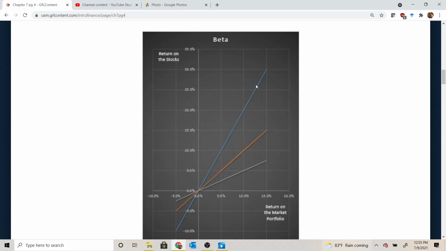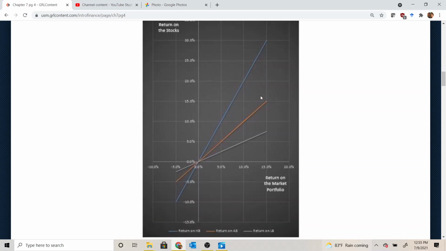So the higher the beta of an individual stock, the riskier that stock is, the greater the variability we expect to see in that stock's returns relative to the well-diversified market portfolio, right? And that's the important point. Beta is measuring the risk relative to a well-diversified portfolio.